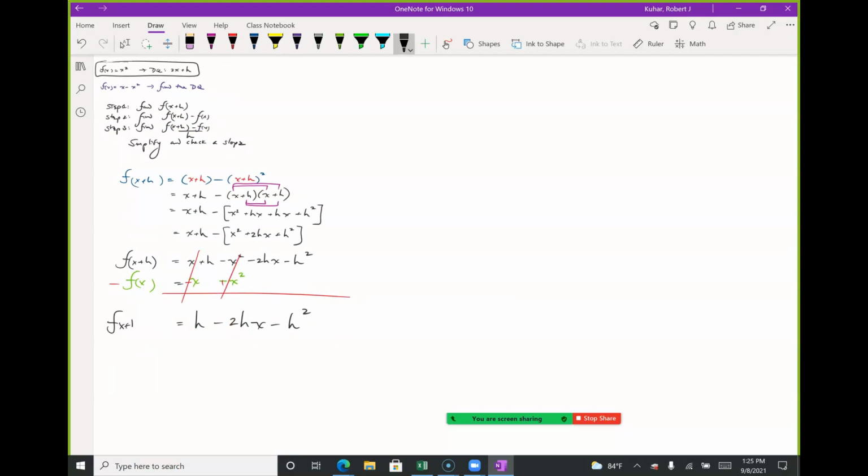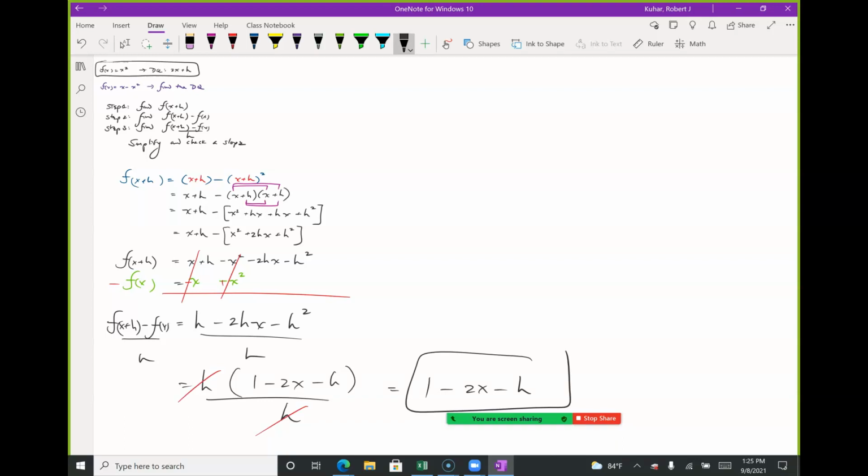And guess what? I'm done. I can't make you stay any longer, but now I'm going to divide by h, and I'm going to factor an h out, right? Factor an h out. I get a 1 minus 2x minus h all over h. And then there's finally my difference quotient, 1 minus 2x minus h. So that's a tough one, okay?